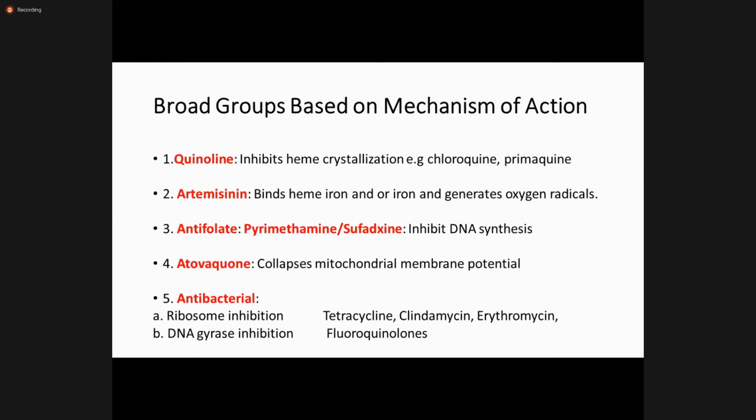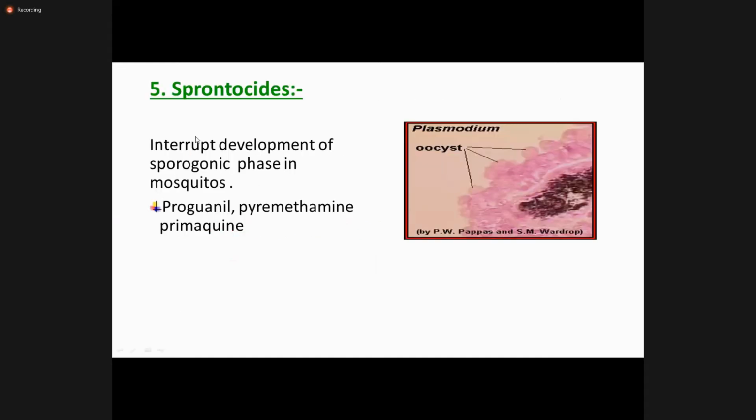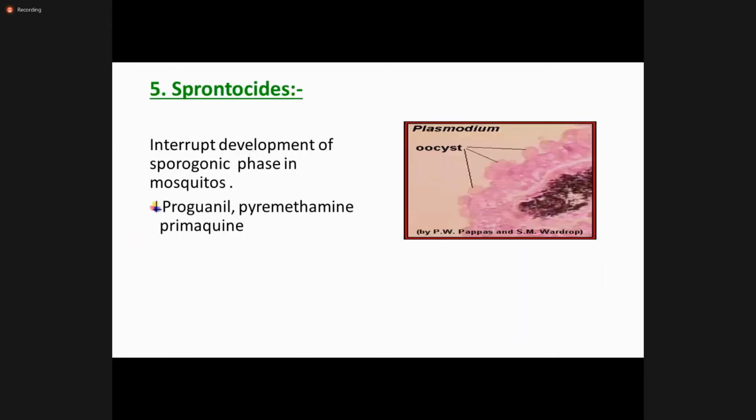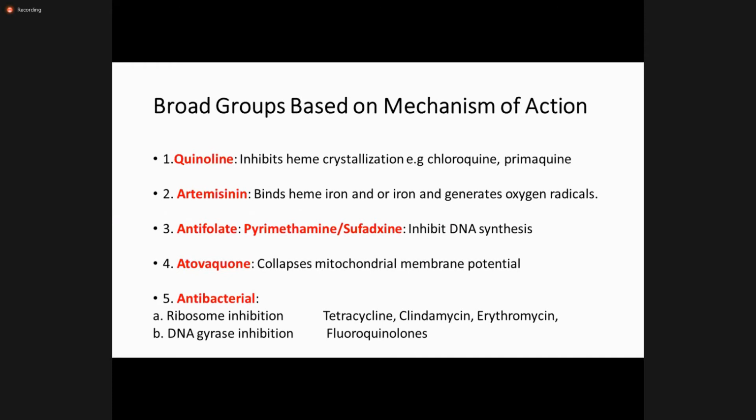Otherwise, you just remember that one of the ways, as I told you, that you can classify is according to the different phases of the parasite, and the other way of classification is on the basis of their mechanism of action. You should remember the different mechanisms of these drugs. For example, the quinoline groups. Quinoline we understand in different forms, like chloroquine, quinine, mefloquine, all this group comes into the quinoline.